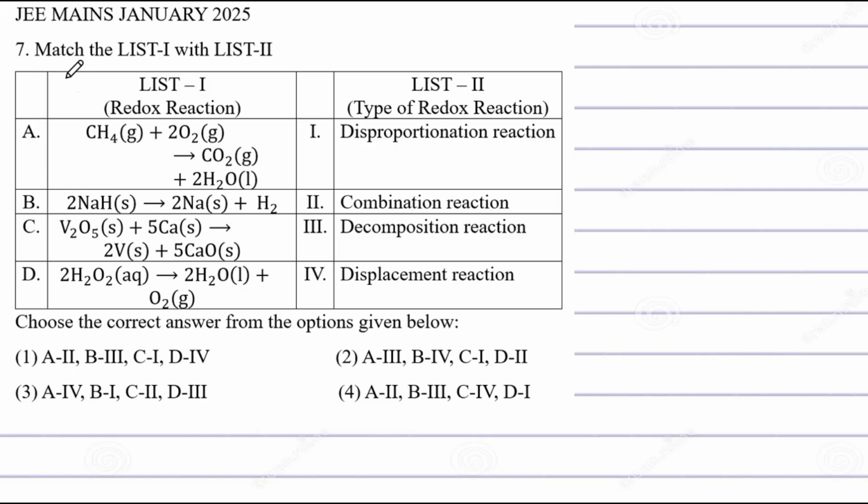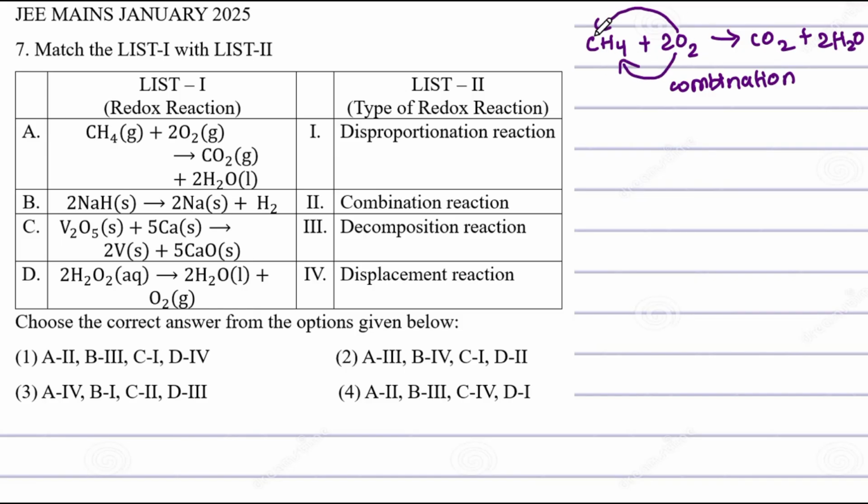Next question is: match list 1 with list 2. In list 1, a redox reaction is given, and in list 2, the type of redox reaction is given. The first one is CH4 plus 2O2 gives CO2 plus 2H2O. This reaction is an example of a combination reaction because in this reaction, oxygen is combining with methane to produce different products. Here, oxygen combines with the carbon as well as hydrogen. So this carbon is converted to carbon dioxide.